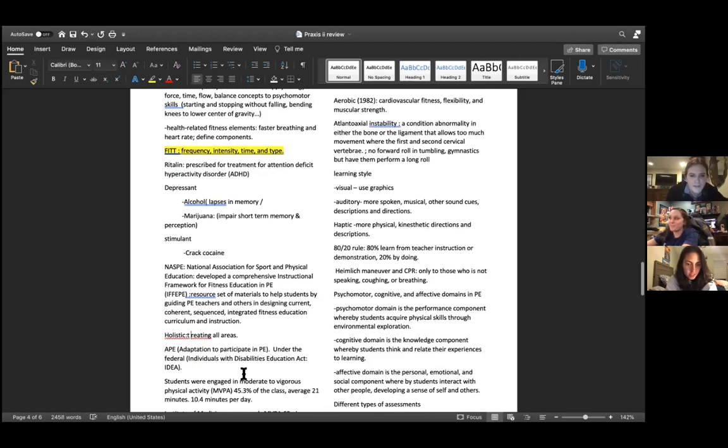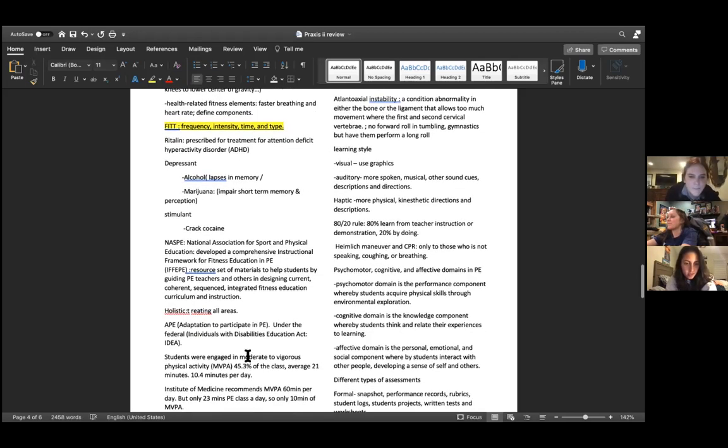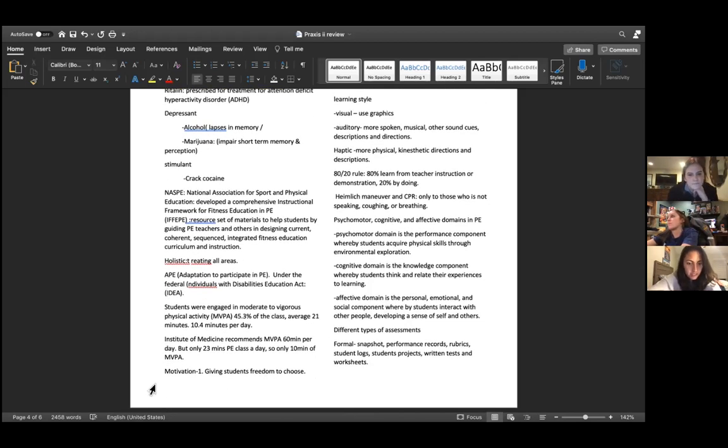Okay, APE, adapted PE: adaptation to participate in PE under the federal Individuals with Disabilities Education Act. Students were engaged in moderate to vigorous physical activity, MVPA, 45.3% of the class, average 21 minutes, 10.4 minutes per day. The Institute of Medicine recommends MVPA 60 minutes per day, but there are only 23 minutes of PE class a day, so only 10 minutes of MVPA.